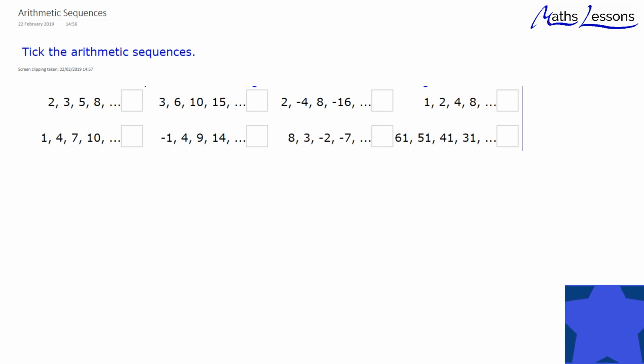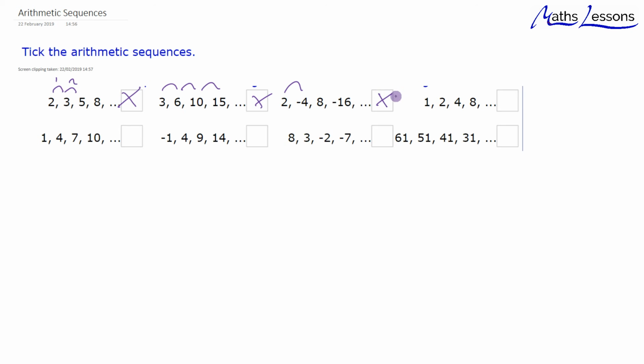Right, let's just stop that. Okay, so let's have a look. For an arithmetic sequence, it must go up by the same amount each time. So that goes up by 1, then 2. So this is not arithmetic. This goes up by 3, then 4, then 5. So that's not arithmetic. This goes down by 6, then it goes up. So that's not arithmetic. This one goes up by 1, then 2, so this is not arithmetic.